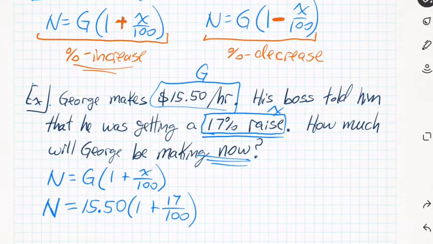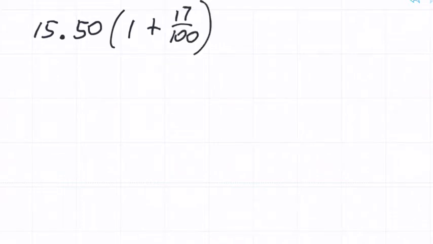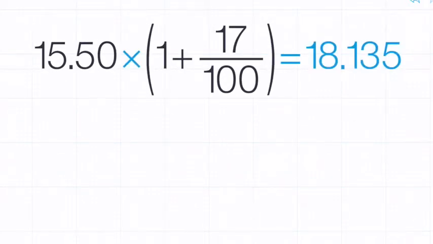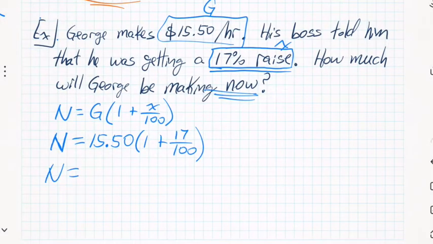All right, so we'll type that into my fancy calculator, 1550 and 17. So 1550 times 1 plus 17 over 100 is 18.14. Now this is money, so it's going to be $18.40 when we round it. So his new salary is going to be $18.40 per hour. And that would be a 17% increase on his pay. Not bad.